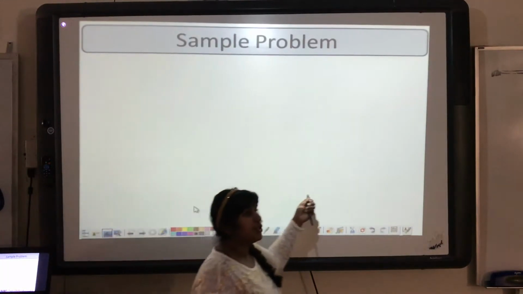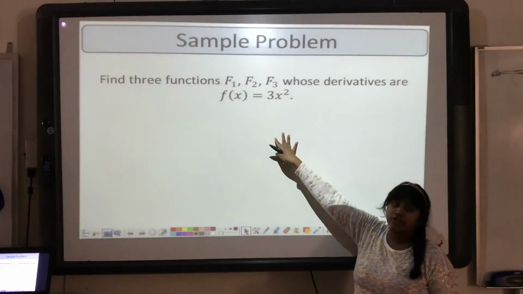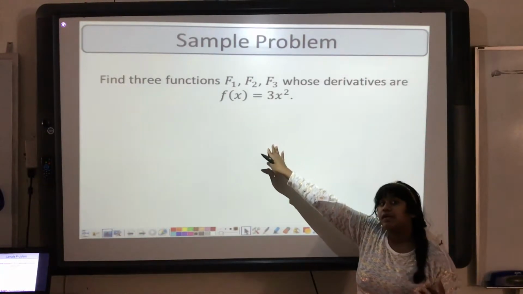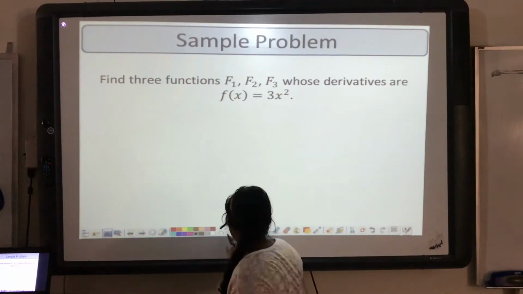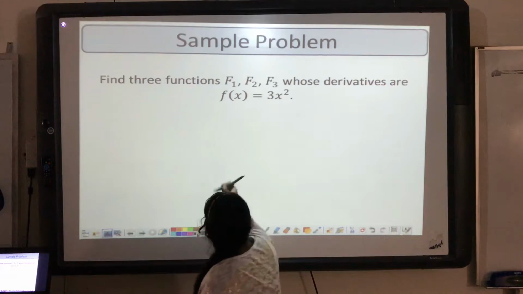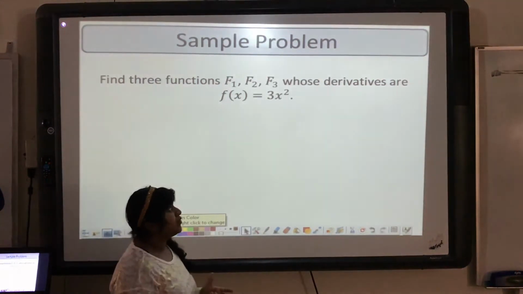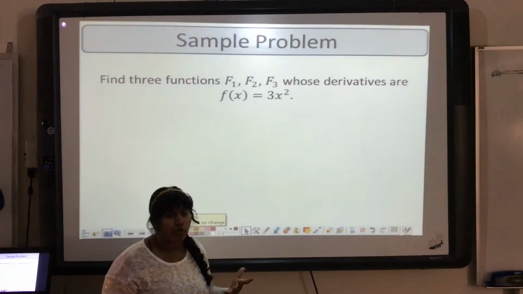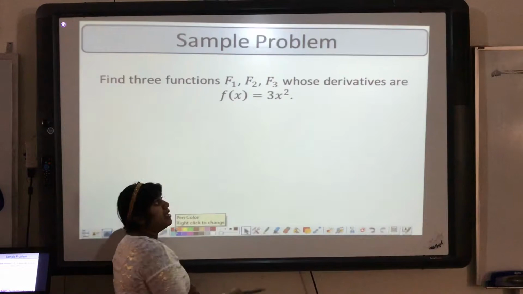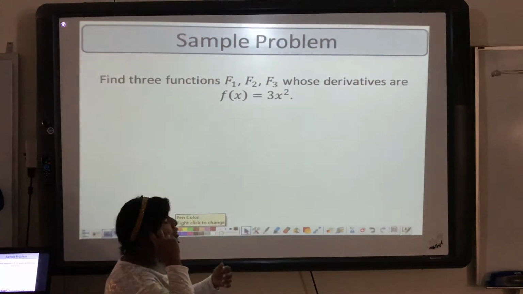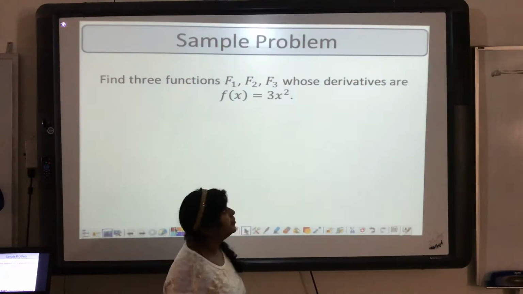Okay, so let's actually work on a sample problem. In order to do this sample problem, we're going to explore 3 variations of the same function. So we're going to look at f1, f2, and f3. I want you to see if you can develop a pattern based off of what I'm saying. We're going to still use that 3x squared that we were using previously. I already told you that the integral of 3x squared is x cubed, but let me prove it to you.